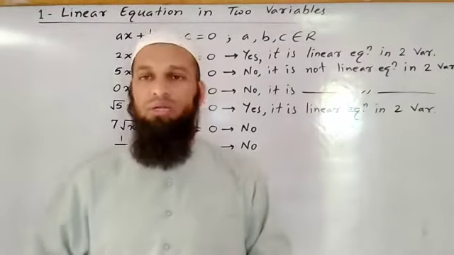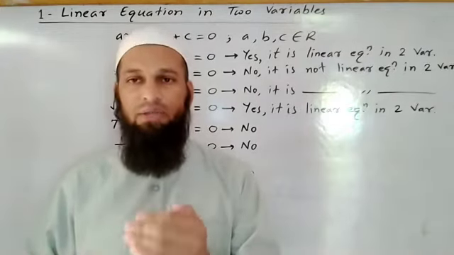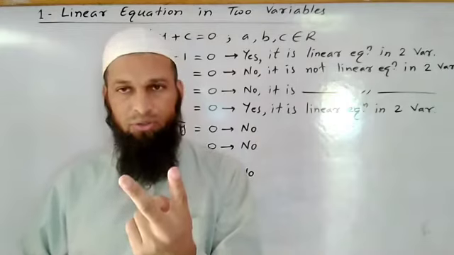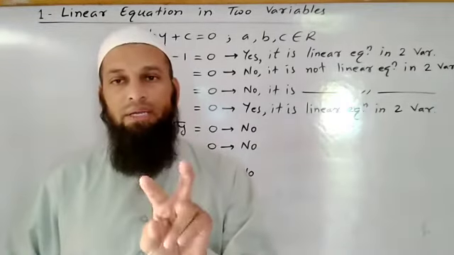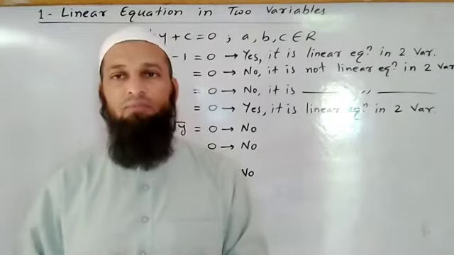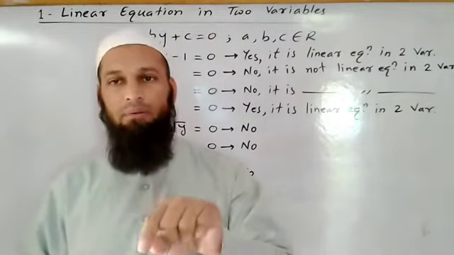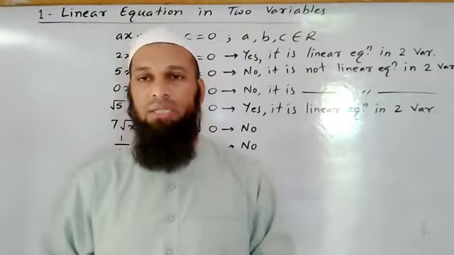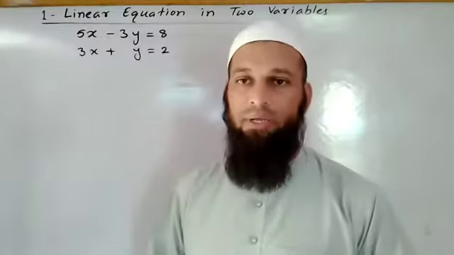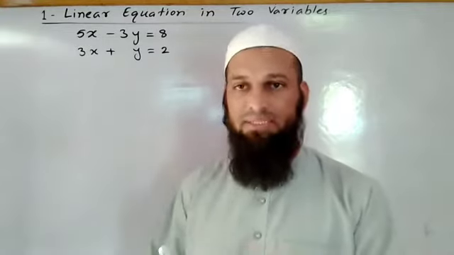Hope you understood what a linear equation is. Once again, a linear equation in two variables means it should contain two variables. The degree of both the terms should be 1 and the coefficients of both variables should be non-zero real numbers. Then only it is called a linear equation in two variables. Okay everybody, now we will solve some examples.